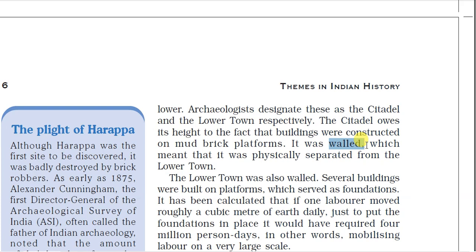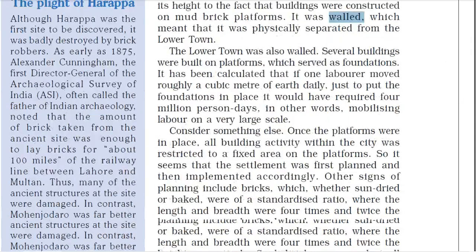Probably you can see that the entire Mohenjo-daro site had two different sets of people living in two different parts of the town. There is one group of people living in the Citadel and one group living in the lower town. So it is very important to wall it so that there is no exchange of people from one part to the other. That means the lower town people cannot live in the Citadel, and the Citadel people cannot live in the lower town. So it is properly walled. It is physically separating itself from the lower town.